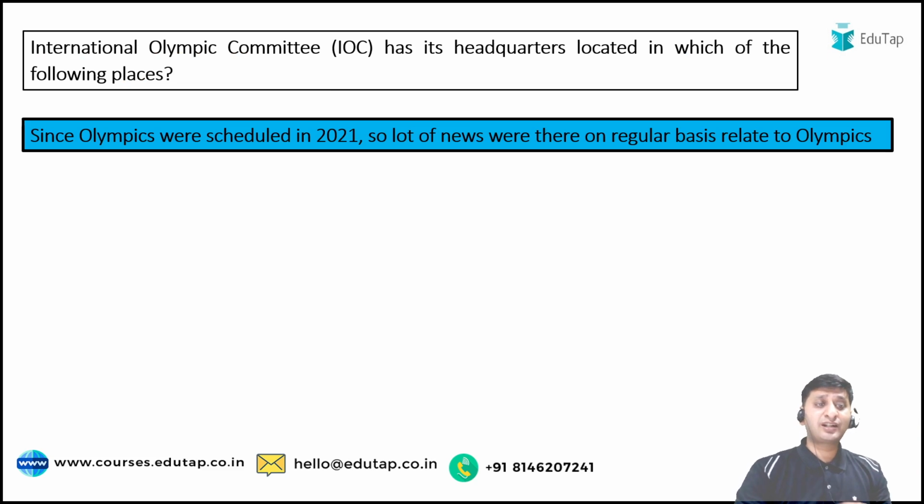Similarly, they asked that the International Olympic Committee has its headquarters located at which of the following places? Now, there are so many international organizations. How can you remember the headquarters of all these organizations? No, you need not. This question was asked in the exam because in 2021, the Olympics was scheduled to be held in July. So right from January to February, all the newspapers were filled with news related to the Olympics and the International Olympic Committee. So it's very clear why this question was asked in the exam.